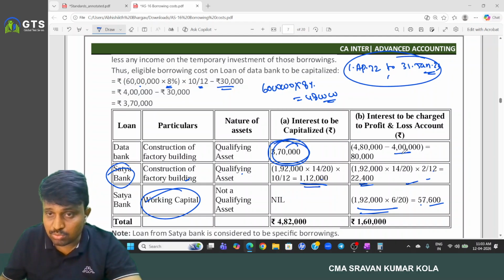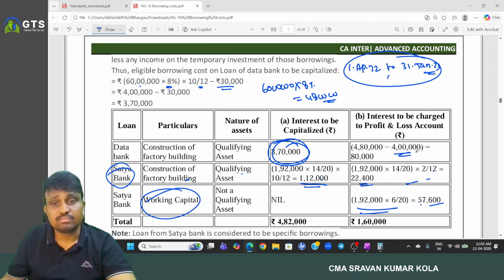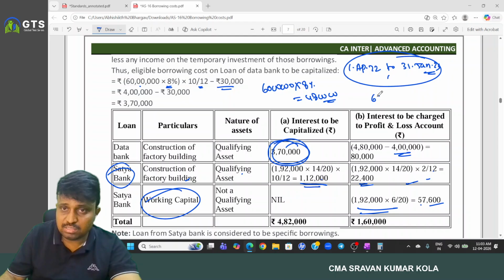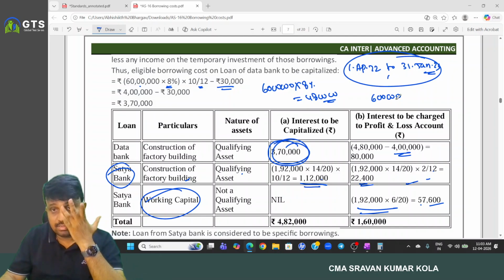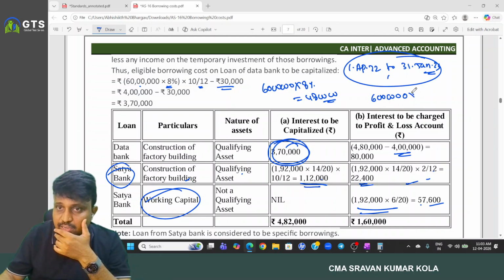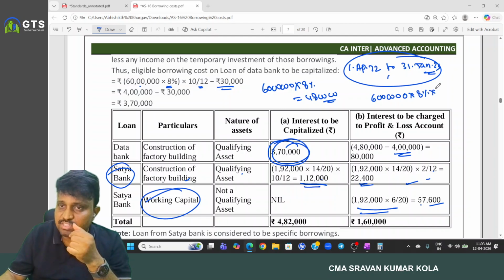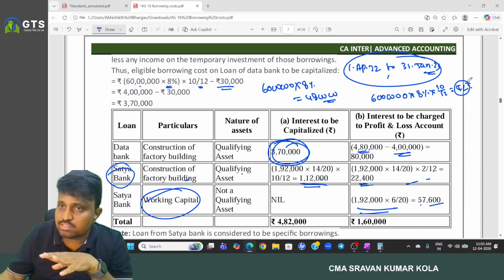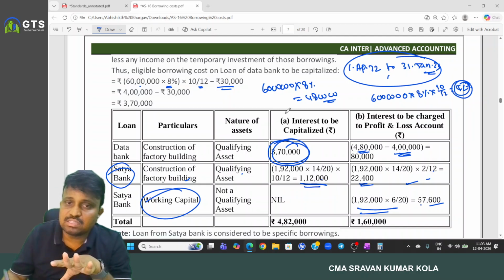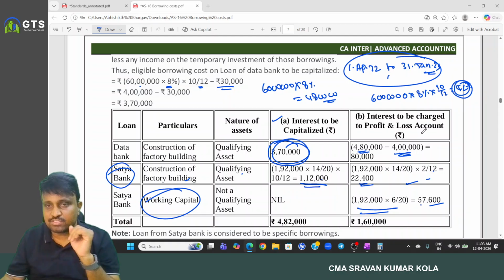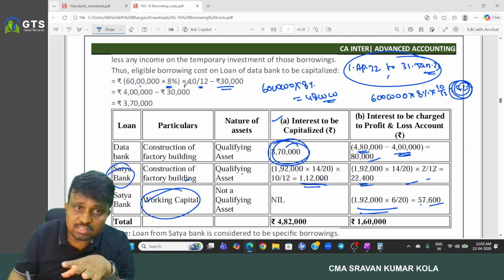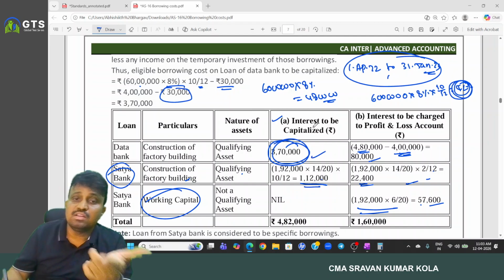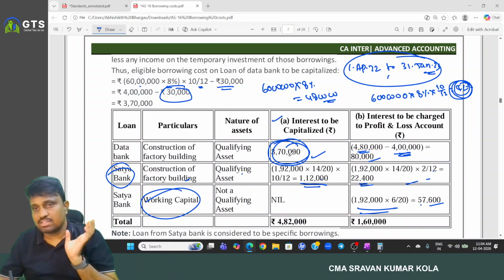And here, how is the 4 lakh arrived at? The total is 60 lakh into the rate of 8% into 10 by 12. Out of the 4,80,000, 4 lakh is covered under capitalization as per AS-16. The remaining 80,000 is only an expense. But out of the 4 lakh, 30,000 is temporary investment income. That's why the interest to be capitalized is 3,70,000.